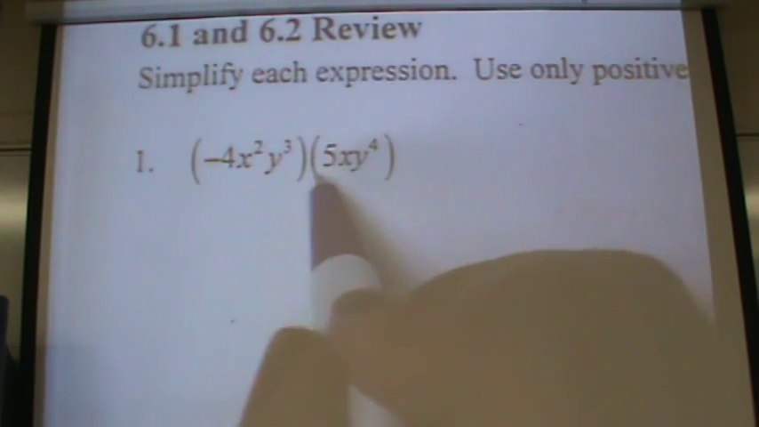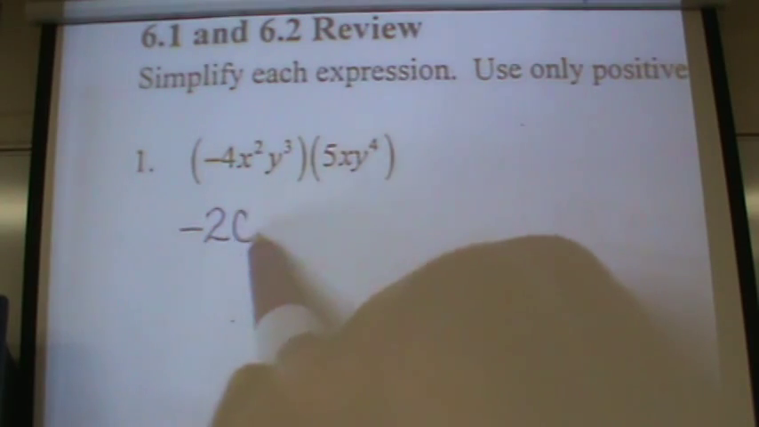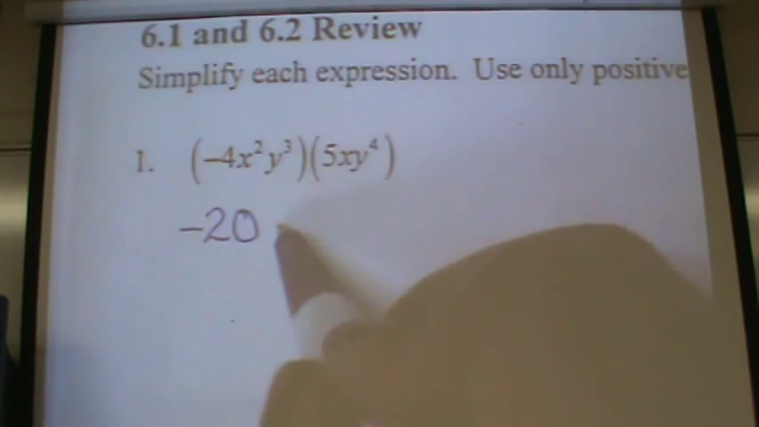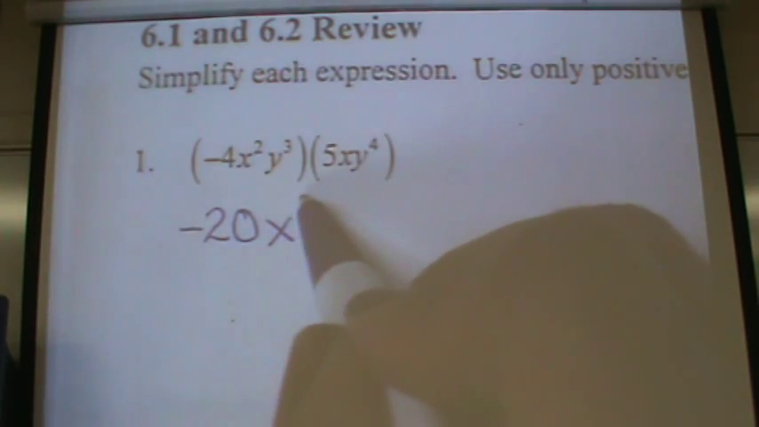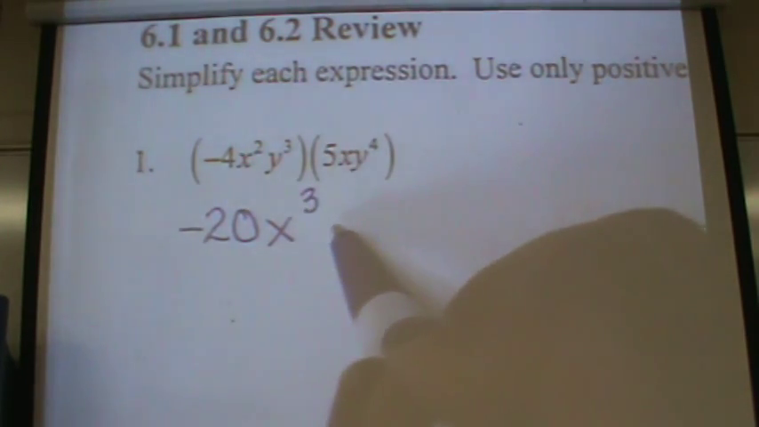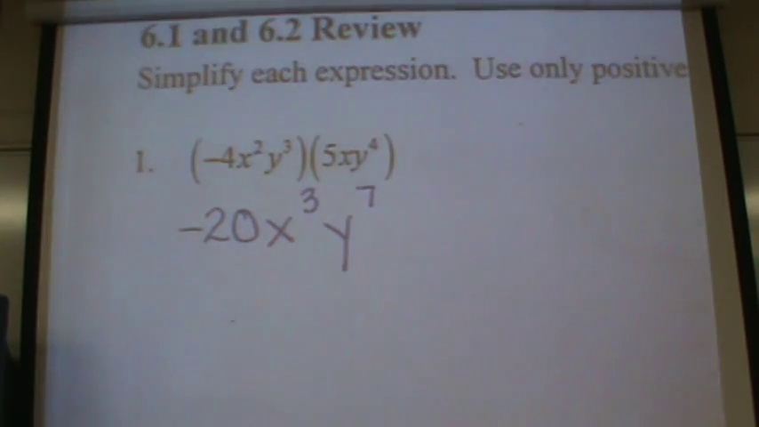Negative 4 and 5. We're multiplying. What are you going to do? Negative 20. Yep. Now, if bases are the same, do you remember what to do with these exponents? Don't you just add them? Mm-hmm. And then how about the y? 7. Good. Perfect.